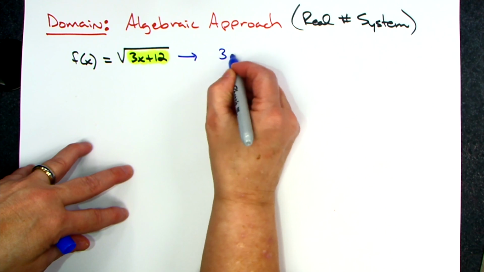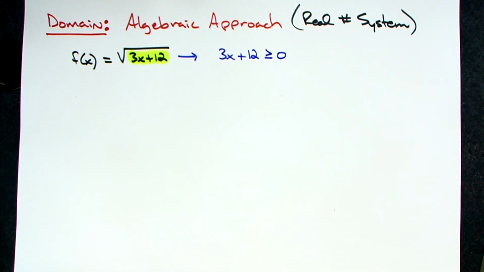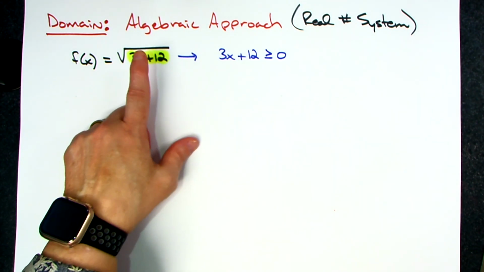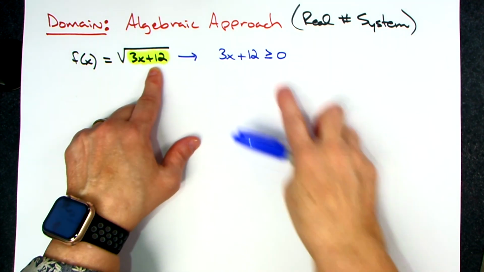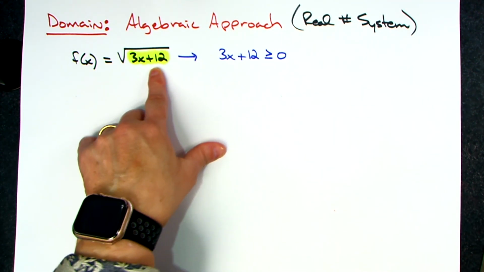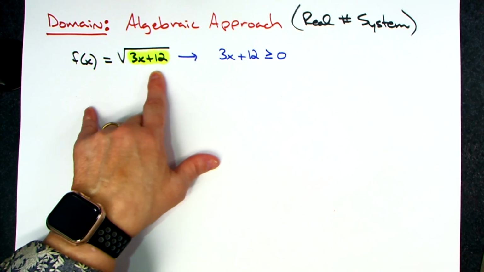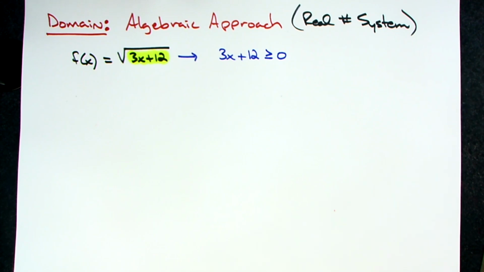So I'm going to write 3x plus 12 greater than or equal to 0, and then I'm going to solve that. Whatever I solve for x is going to tell me what x has to be to ensure that what is underneath the radical is a positive number, and it could even be 0 because it's greater than or equal to 0. We can take the square root of 0. The square root of 0 is 0, not an imaginary number, so we're good there. Okay, so that's the process for finding the domain of a square root function.